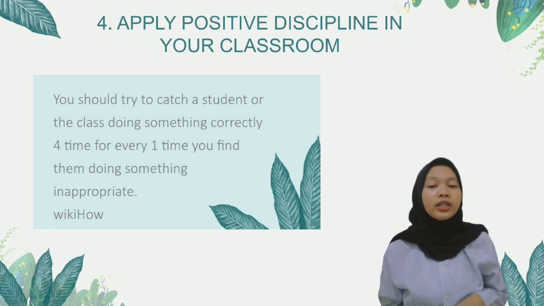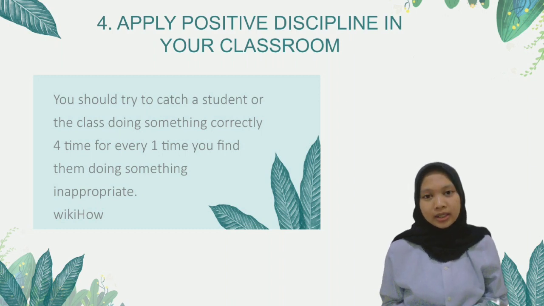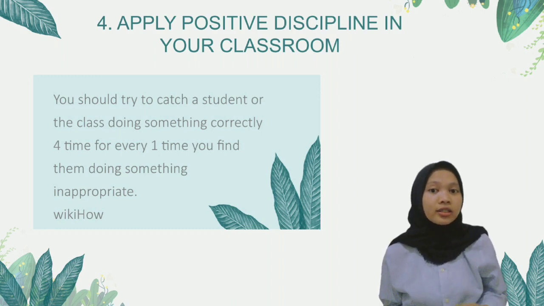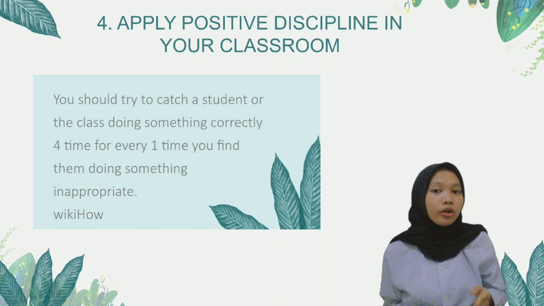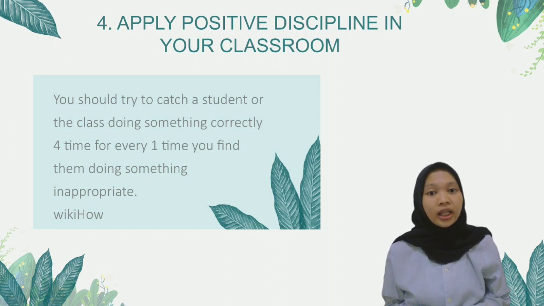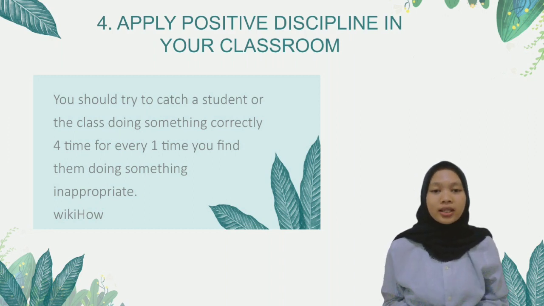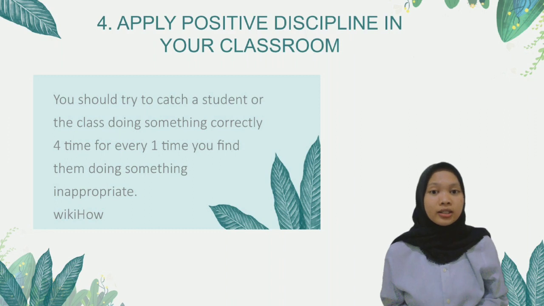Okay, the last rule is to apply positive discipline in your classroom. When using positive discipline, follow the 4-to-1 ratio. This means you should try to catch a student or the class doing something correctly for every one time you find them doing something inappropriate. Be consistent with this ratio, as you are more interested in rewards and acknowledging appropriate action rather than punishment.